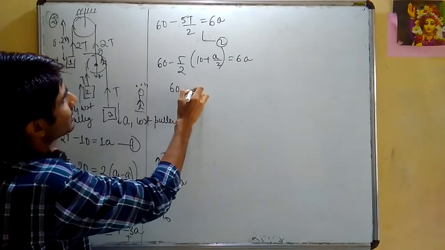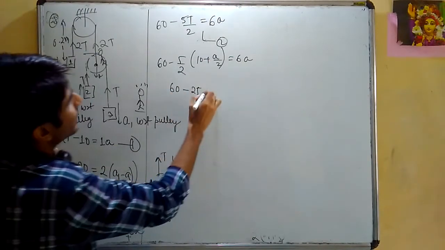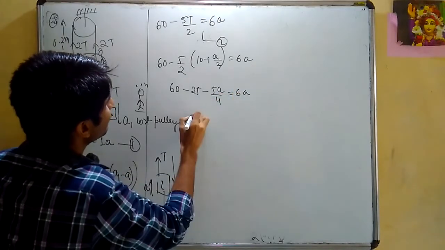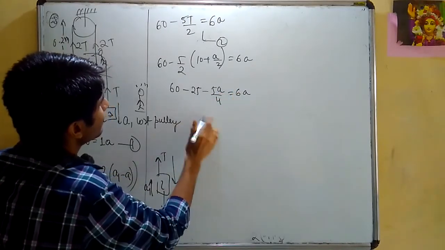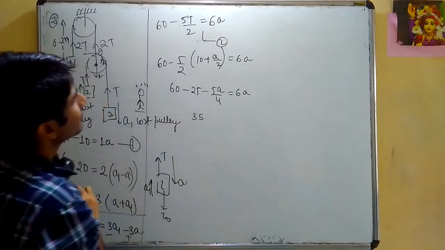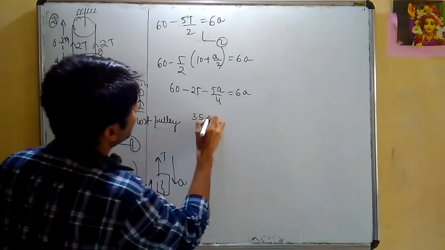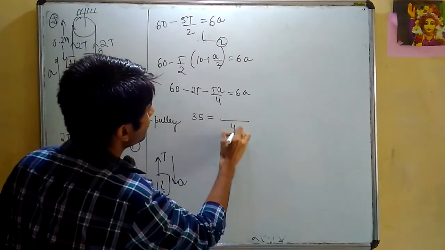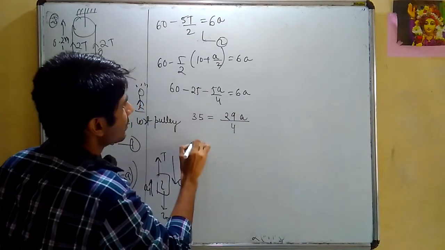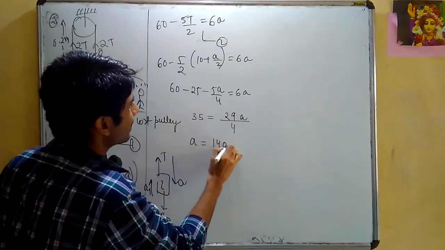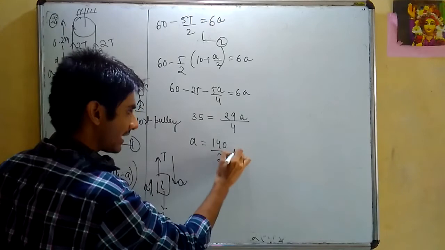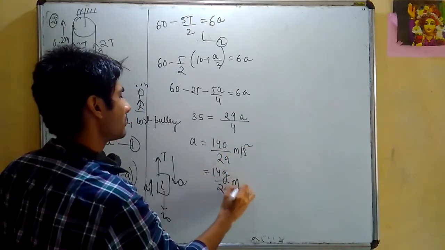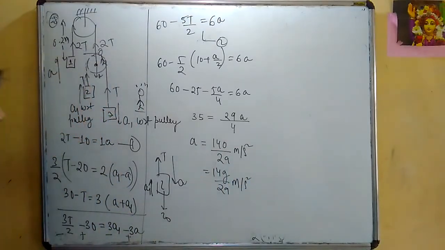This means 60 minus 25 minus 5a by 4 is 6a. This is 35, right? 35 is equals to, this is how much? It goes there, this is 4, this is 29a. So the value of a is 140 by 29 meter per second square. You can write it as 14g by 29 meter per second square, whatever. This is the acceleration of this.